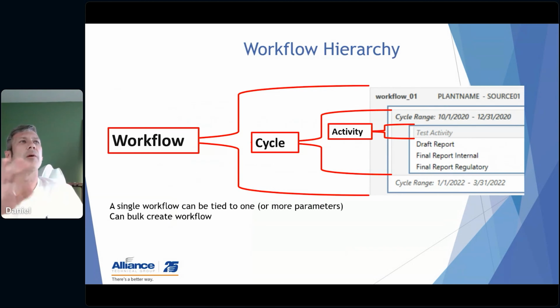And then lastly, some of the things I want to touch on is the workflow. We'll talk about workflows significantly because we made a lot of feature enhancements around them. With workflows, you have a workflow that's associated with a facility and a source and an actual test activity, maybe a linearity, something like that. And then you have the cycle range. The cycle range is, hey, I have to do all these various activities within this period.